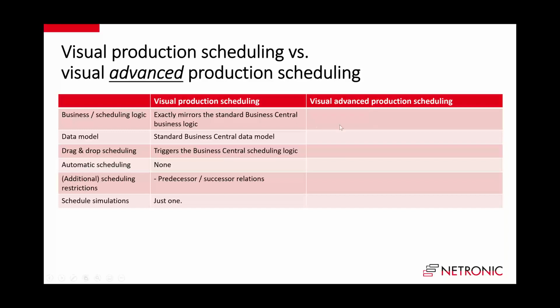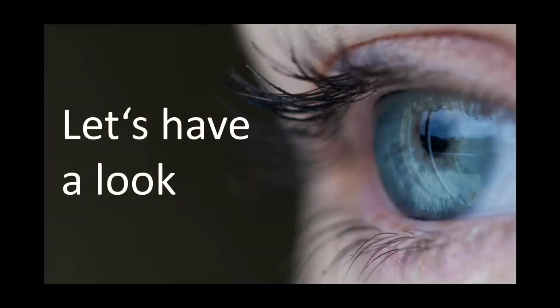And then we will come back to PowerPoint. We will compare the visual production scheduling that we just talked about, and that I will show you in a minute, with what visual advanced production scheduling should do differently. And then we will look at the product called VAPS, which will meet the ideas that I will present shortly. But first of all, let's have a look at what visual production scheduling can look like.